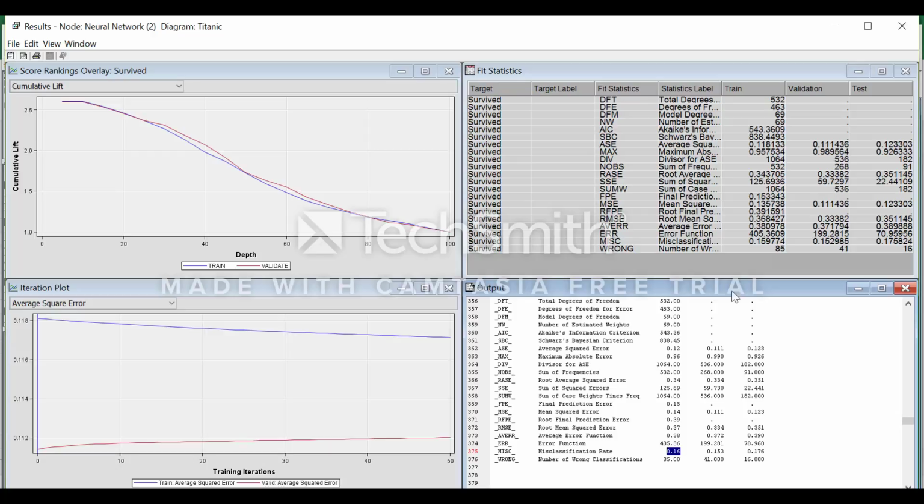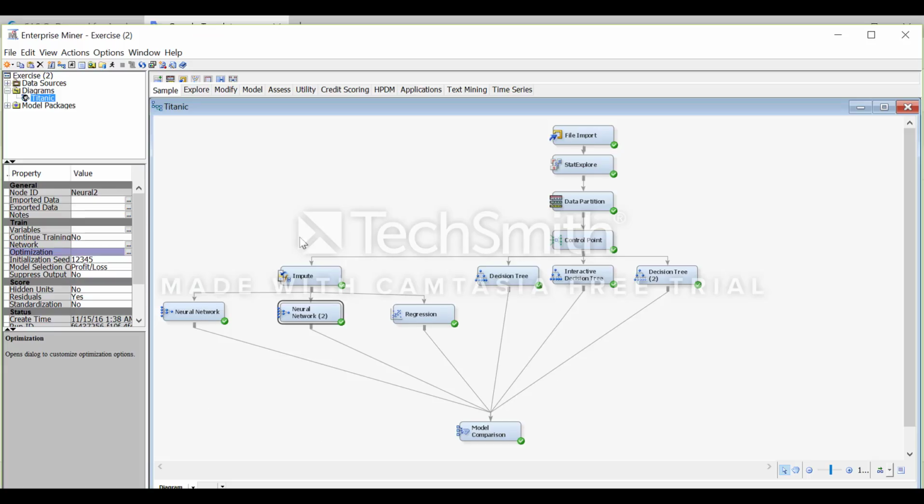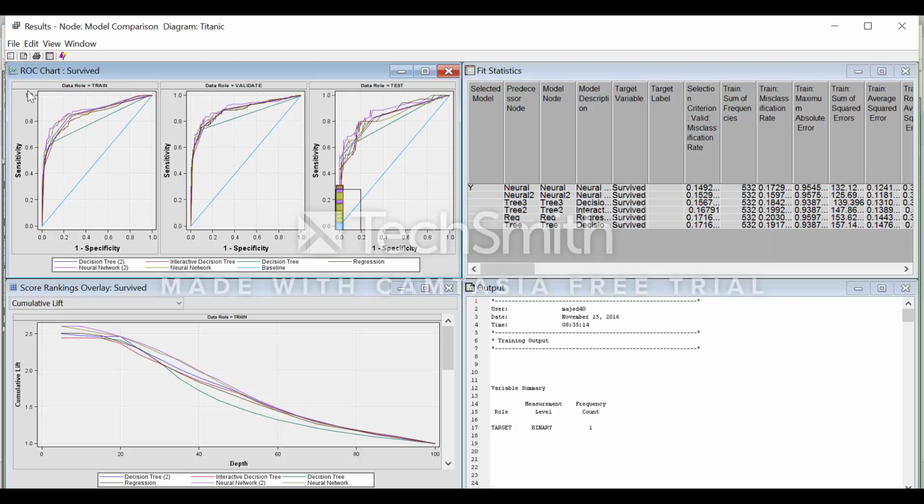Finally, I compared all the models here. Let's first look at the ROC chart, and by looking at the information below here, neural network 1 is the purple color and yellow is neural network 2. Looking at the ROC chart, we can see purple is the highest one, so that means our neural network 1 is superior.